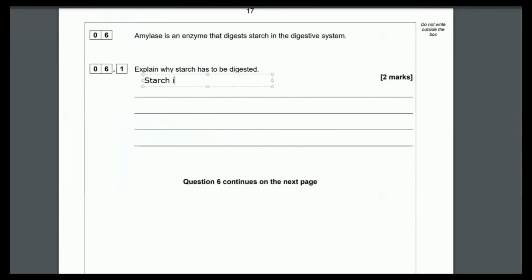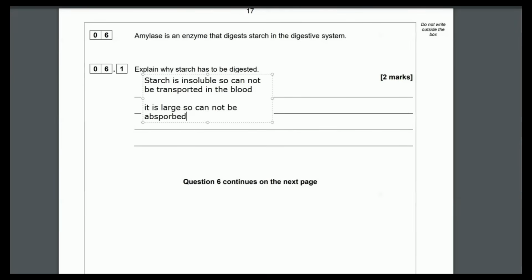Explain why starch has to be digested. Okay, so starch is insoluble. It doesn't dissolve. You know that when you wash rice and the water goes cloudy, or if you make some pasta and the water's cloudy after, that's the starch molecules floating in the water. Starch is insoluble, so it can't be transported in the blood. It's large and it needs to be broken down so it can be absorbed and transported in the blood, essentially. So that's why we have to digest starch.